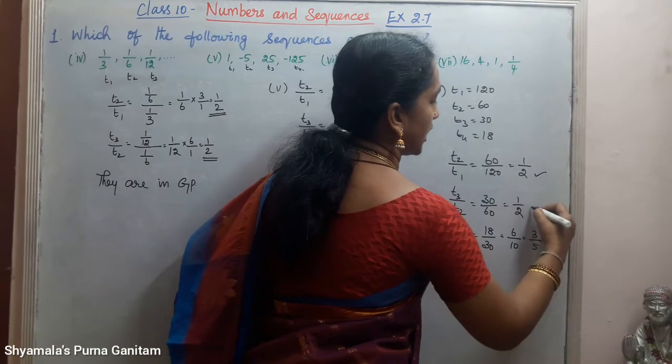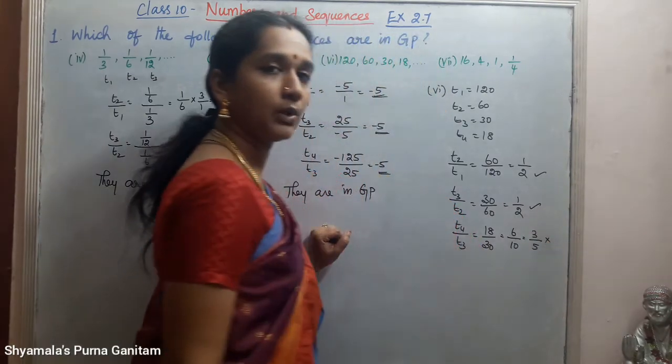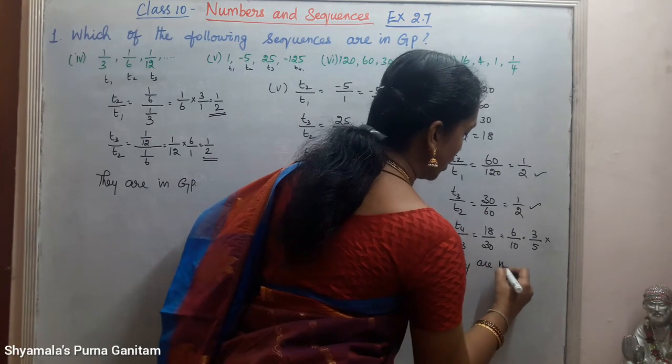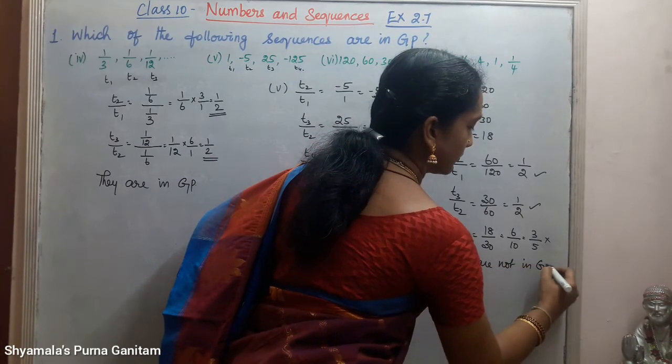So only these two ratios are same. This ratio is not equal. So they are not in GP.